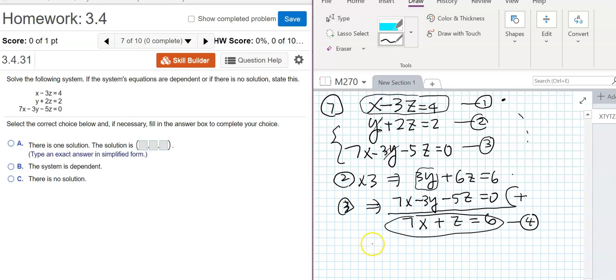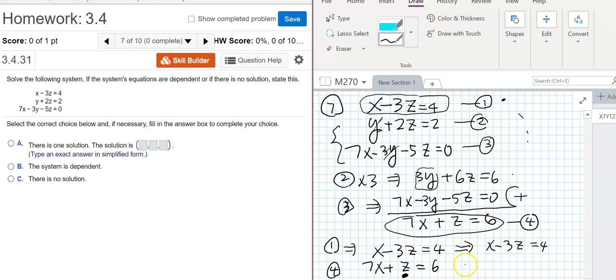So 1 is x minus 3z equal 4. Number 4 is 7x plus z equals 6. So now if I make this z somehow 3z, I can cancel z. So let me just copy this one here, x minus 3z equal 4. Over here, I'm going to times 3, the only way you're going to make this 1z into 3z. So 21x plus 3z equal 18.